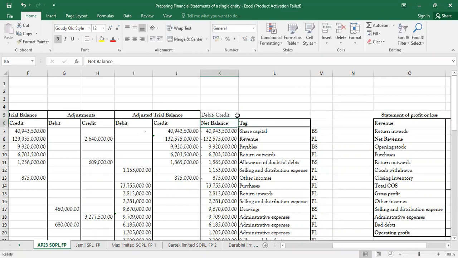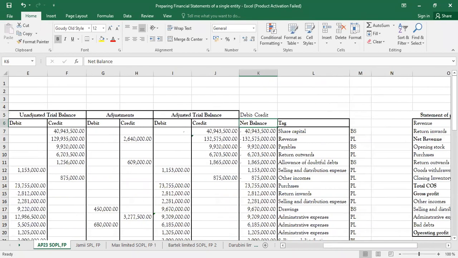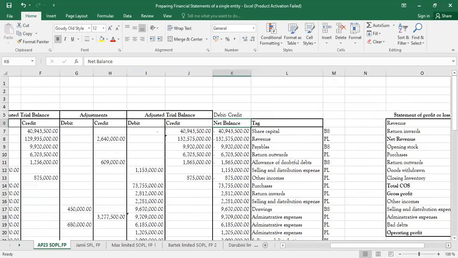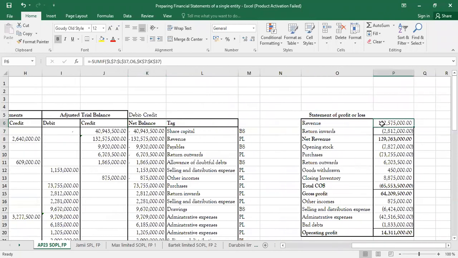For example, our revenue was an income. So if we do debit minus credit, the income will be in negative format. That's why we put a negative in front of the formula, so that it changes to positive. And something like selling and distribution was in positive format, so when it comes on this side, it will be negative. That's why we put the negative in front of the sign.